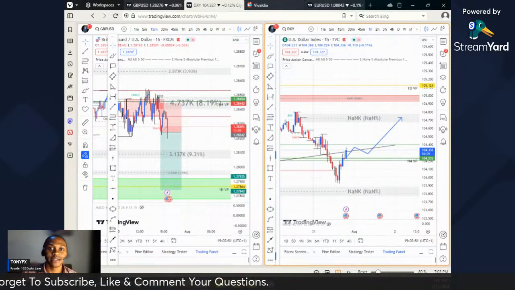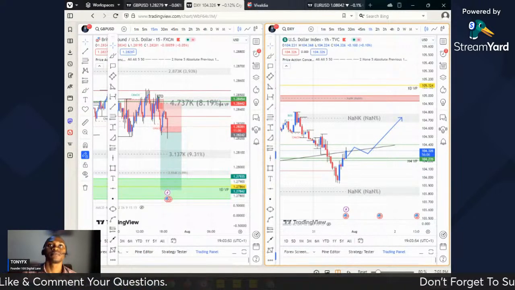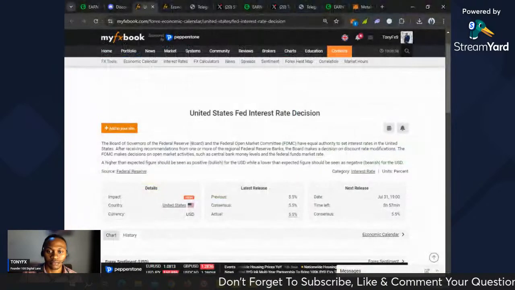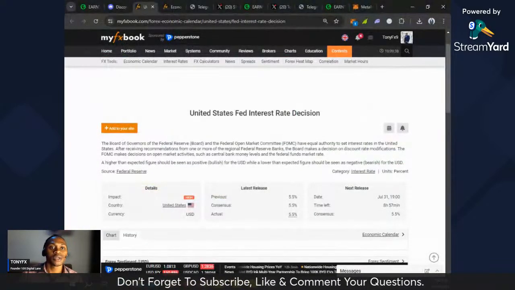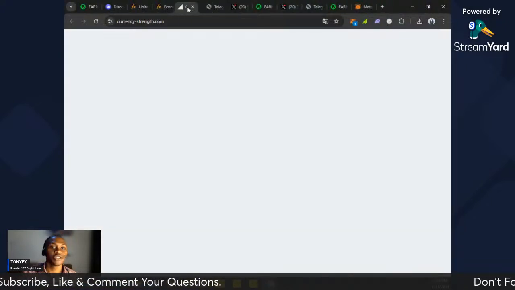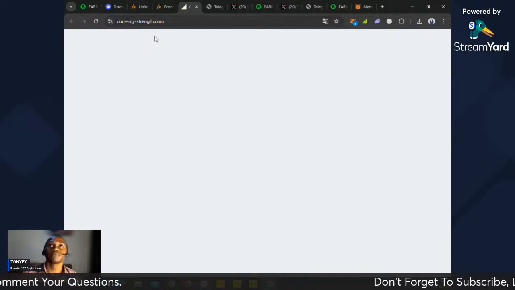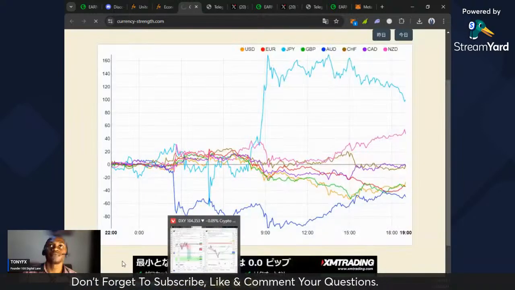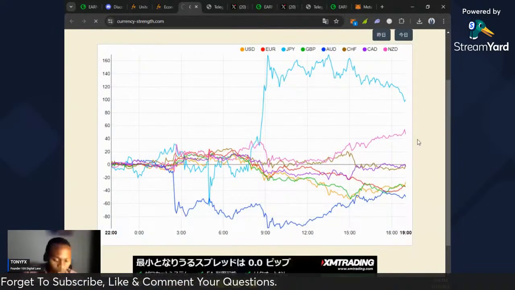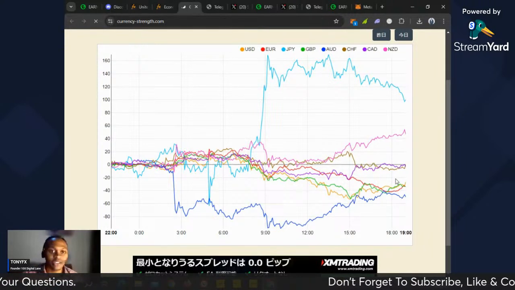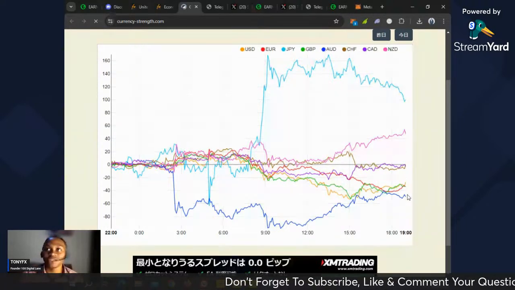But based on what I can see, the dollar is gaining some strength. The press conference in few minutes time. So this is the currency strength meter right now. The weakest currency is AUD against the dollar.